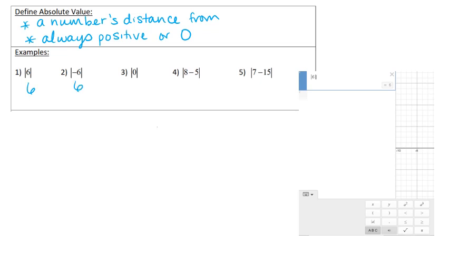If you want to know where to find the absolute value symbol in Desmos, you're going to click on the keyboard button, and you'll see it's right here, and then you can just type it in, and then it'll give you the absolute value.